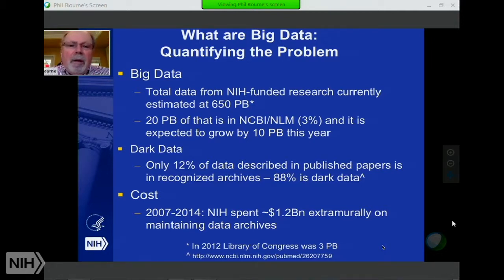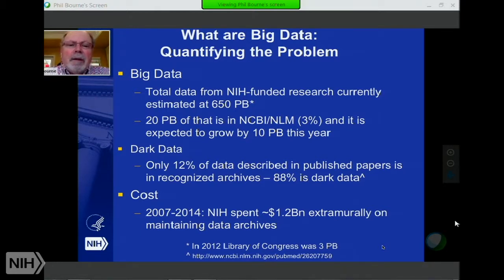So, point being, a lot of information, very complex information in some cases, and of different forms, with some highly structured data, some not so structured. Currently, the NCBI and NLM at NIH have about 20 petabytes of information, which is about 3% of this total. And that could grow as much as 10 petabytes this year, partly because of a large influx of genotyping data from the various institutes and activities.